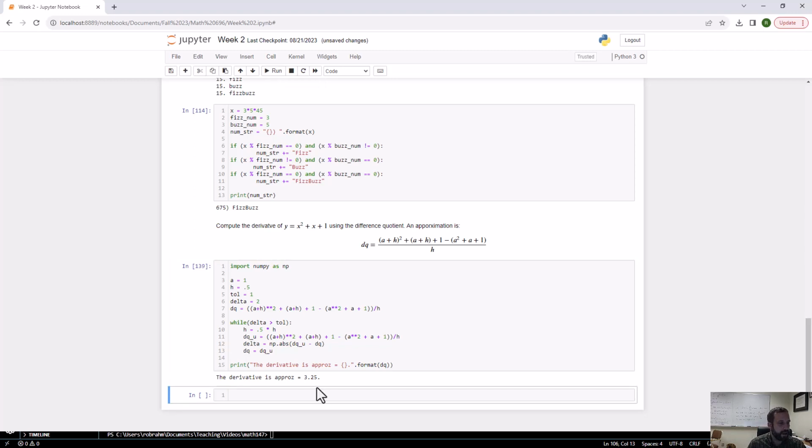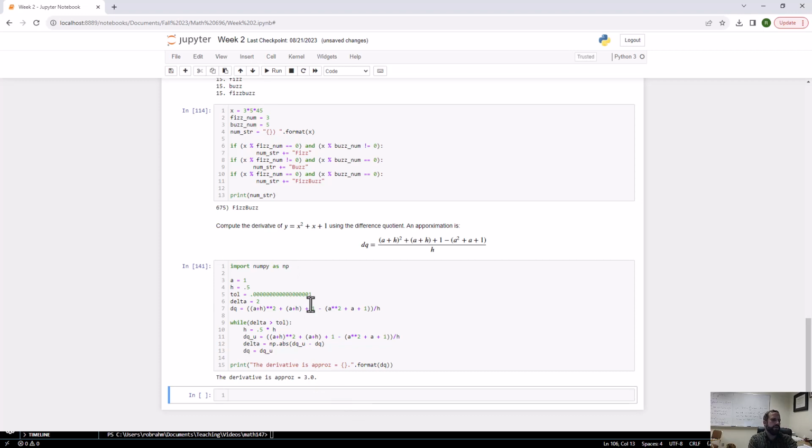So let's go through this. Okay, so the derivative approximation is 3.25. Now let's say I want my tolerance to be 0.01. I'm going to run the code again, and I'm going to get something that's closer to 3.25. And I do. And if I make the tolerance very, very small and run the code, I get exactly 3 here, to the precision of whatever I've given.